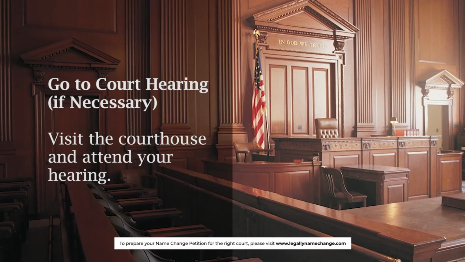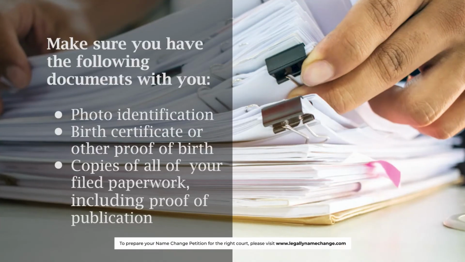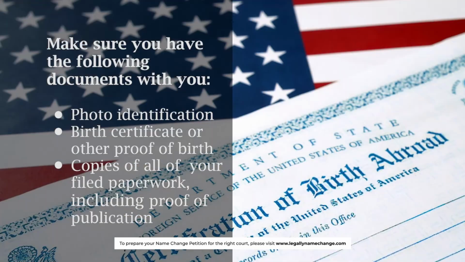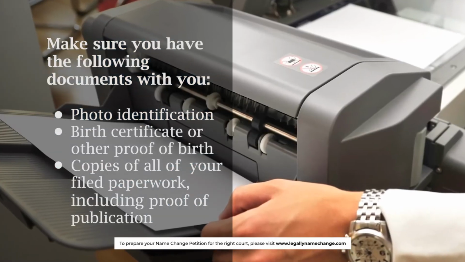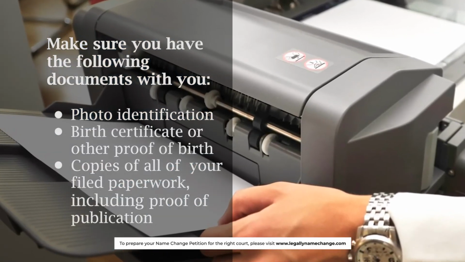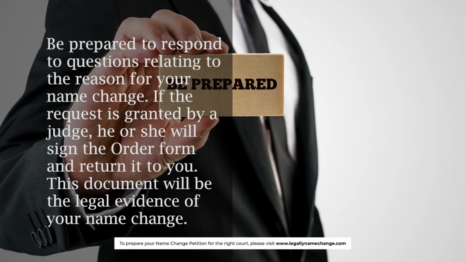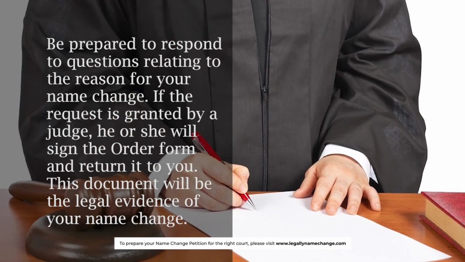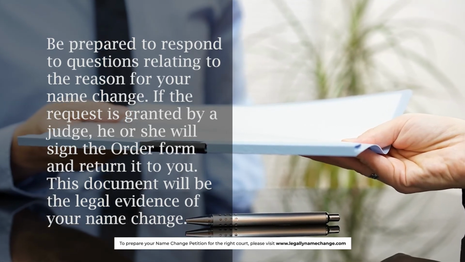Go to court hearing if necessary. Visit the courthouse and attend your hearing. Make sure you have the following documents with you: photo identification, birth certificate or other proof of birth, and copies of all of your filed paperwork, including proof of publication. Be prepared to respond to questions relating to the reason for your name change. If the request is granted by a judge, he or she will sign the order form and return it to you. This document will be the legal evidence of your name change.